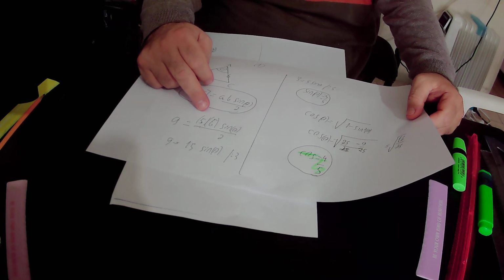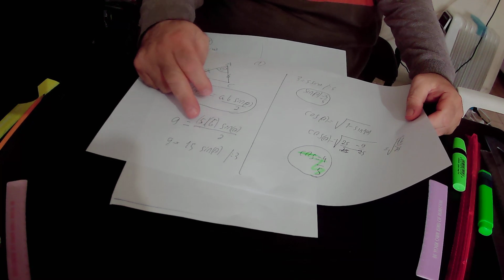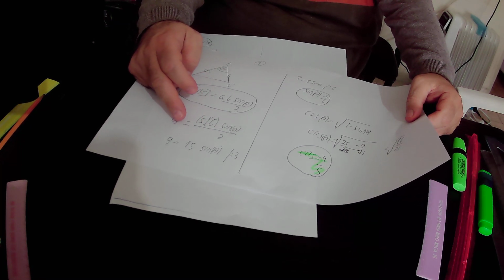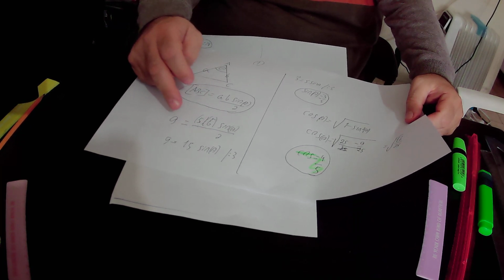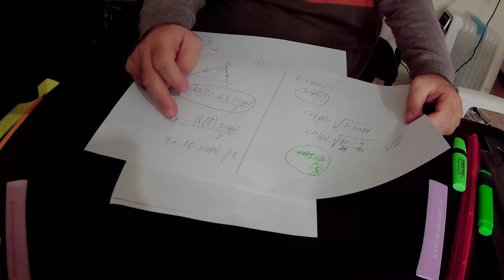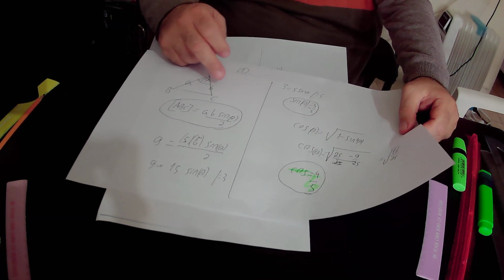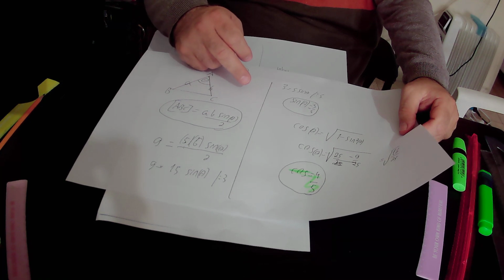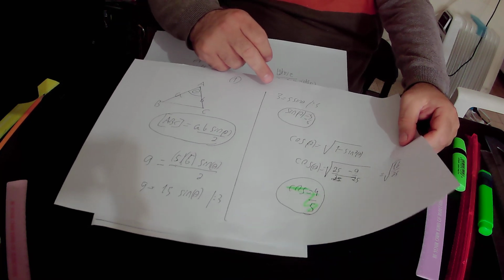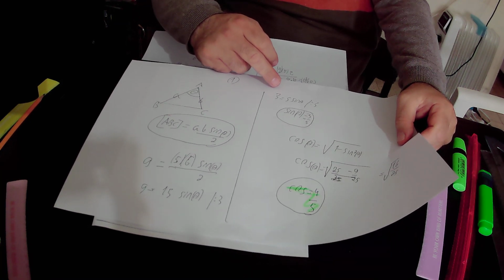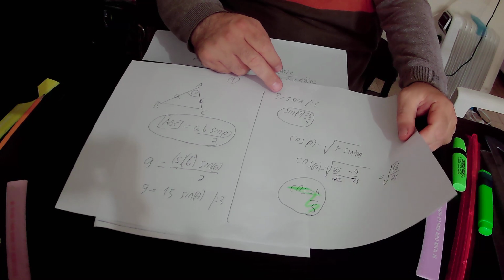5 times 6 is 30. 30 over 2 is 15. So we found that 9 equals 15 times sine theta. We divided this equation by 3 and found that 3 equals 5 sine theta, since 9 over 3 is 3 and 15 over 3 is 5. We divided this equation by 5 and found that sine theta equals 3/5.